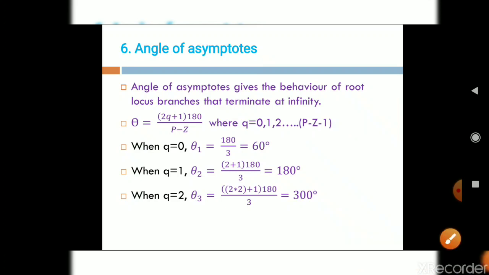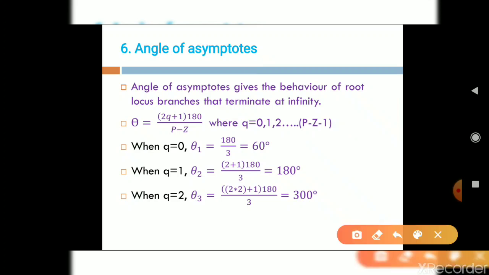For the first angle, I will take q = 0 and calculate theta 1. Putting q = 0, the numerator will be 180, divided by p - z, which is 3. The final answer will be 60 degrees. So the angle for the first asymptote is 60 degrees.